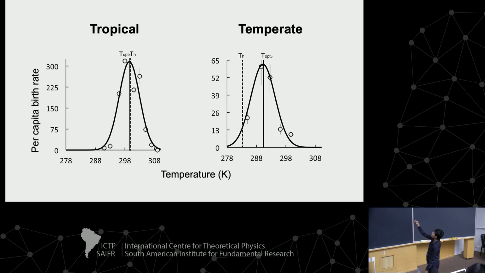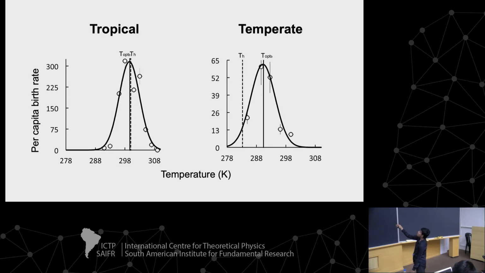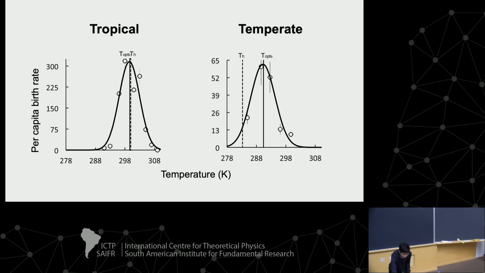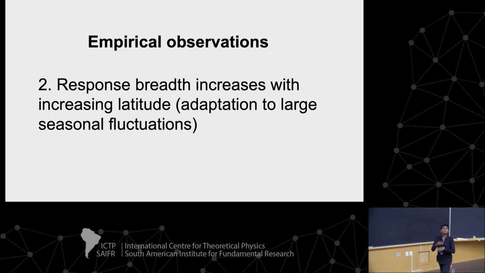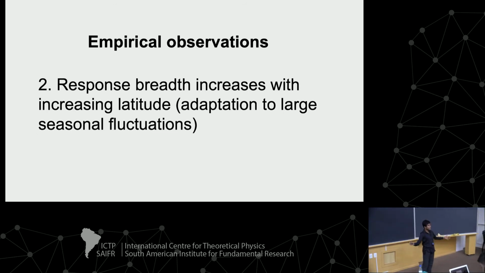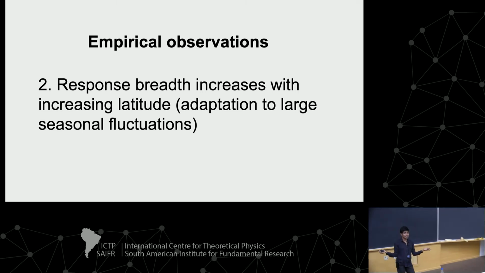But look at the temperate species. The optimum is much, much higher than the mean habitat temperature. So that's why as you go up in latitude, that difference tends to increase. The second thing, response breadth. How much of a thermal generalist you are also tends to increase with latitude, for the obvious reason. To be better adapted to a fluctuating environment, you need to be active over a large range of temperatures so you can catch the good times and tide over the bad times, right?